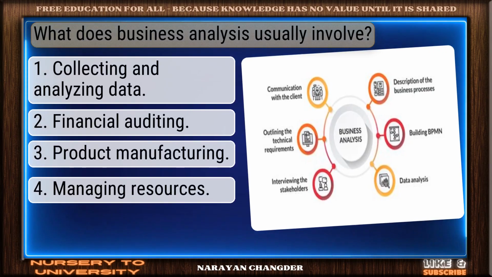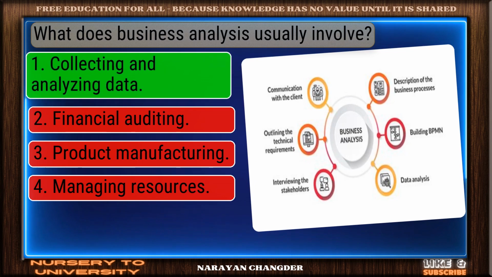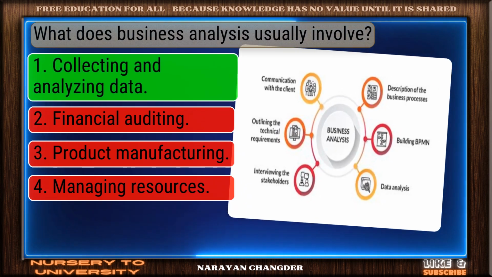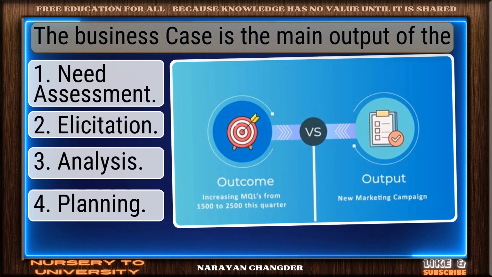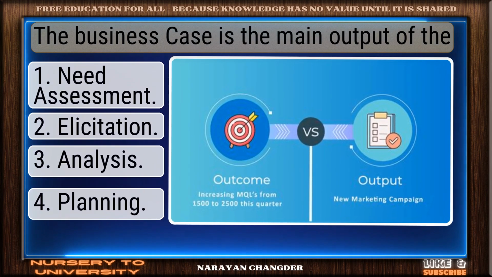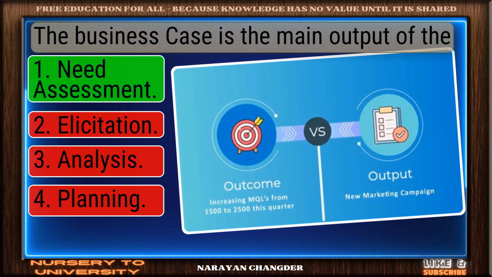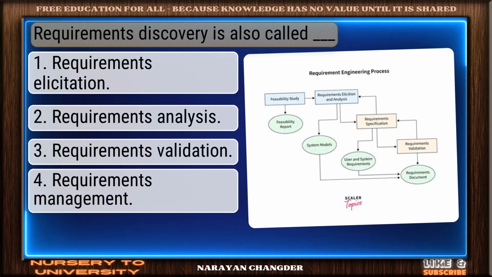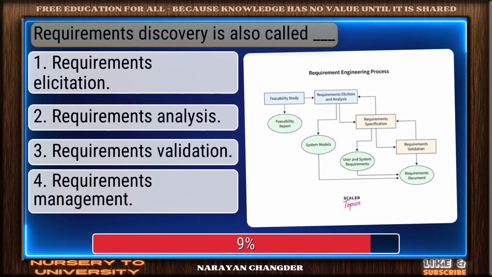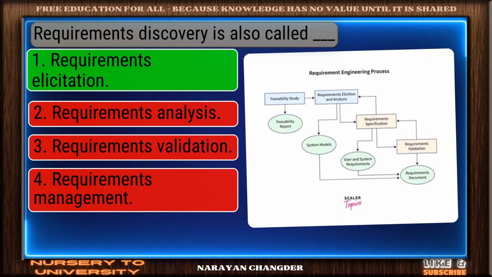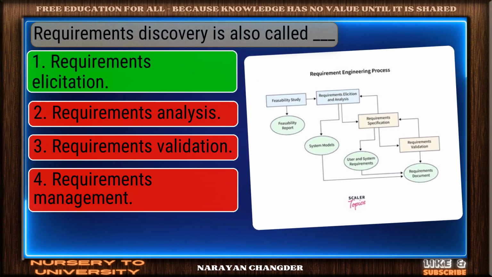Question number 61. What does business analysis usually involve? Exactly. Collecting and analyzing data makes sense, and it is right choice. Question number 62. The business case is the main output of the. You chose need assessment, and it is correct. Question number 63. Requirements discovery is also called dash. Good thinking. Requirements elicitation is the right answer.